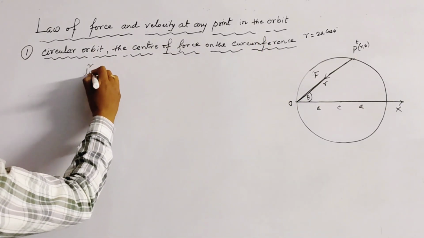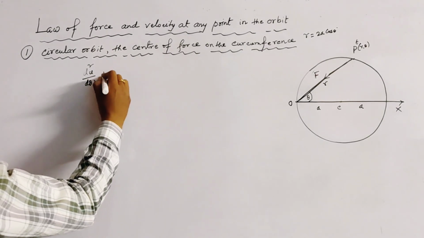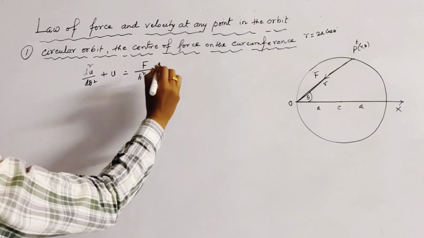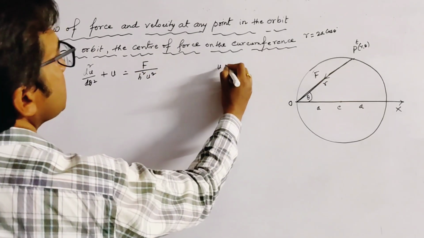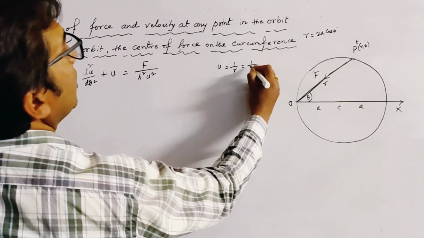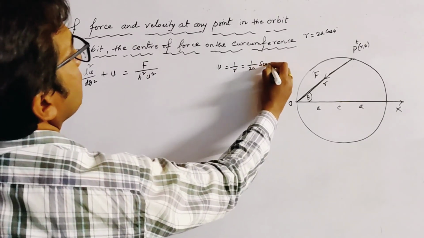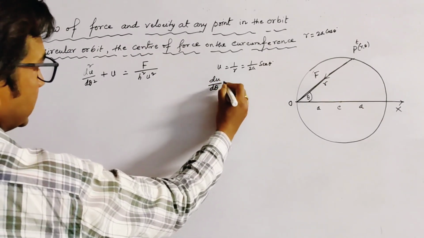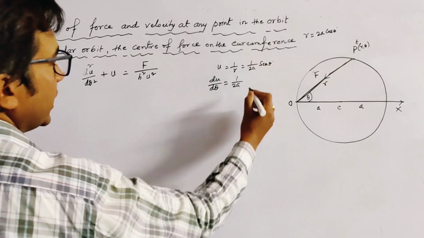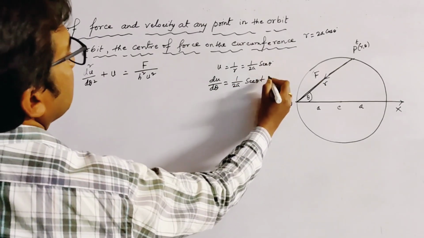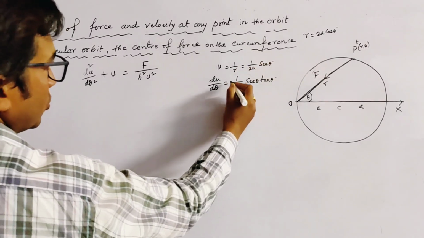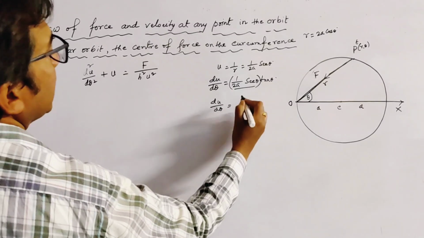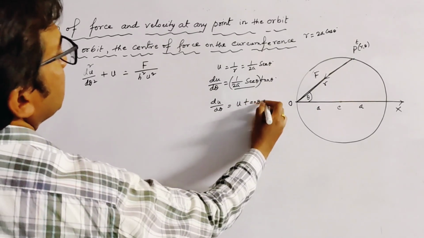d2u by d theta squared plus u is equal to f by h squared u squared. Here u means 1 by r, this is 1 by 2a into sec theta. Right? Now we have to find du by d theta. This is equal to 1 by 2a into sec theta tan theta. So this is again u, so we get du by d theta equal to u tan theta.